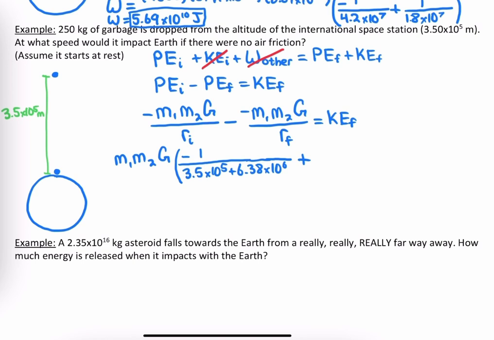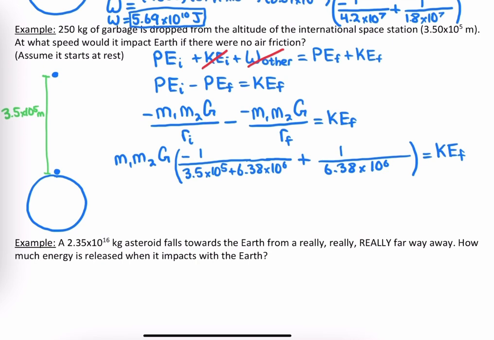Again, I'm just using this idea we used last question that subtracting a negative number is the same as adding a positive. That just cleans things up a bit. So that's how I got this plus sign from over here. And our final is just the radius of the Earth. And all of that equals kinetic energy final.